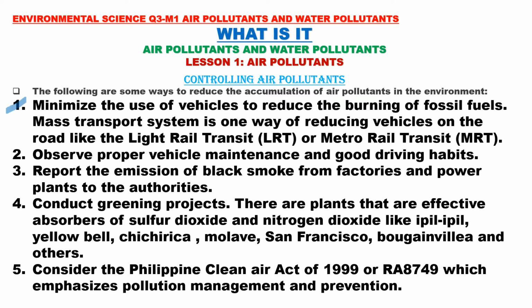Number one, minimize the use of vehicles to reduce the burning of fossil fuels. As much as possible, it's better to commute than to use your own vehicle. A mass transport system is one way of reducing vehicles on the road, like the light rail transit or the LRT, or the metro rail transit, the MRT.